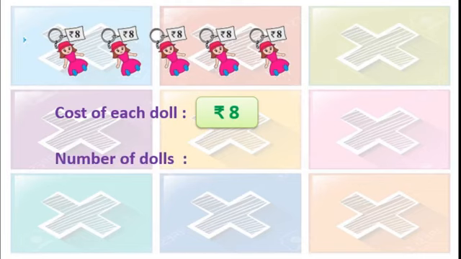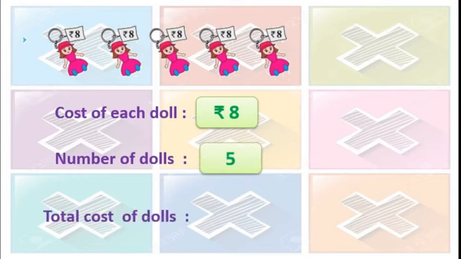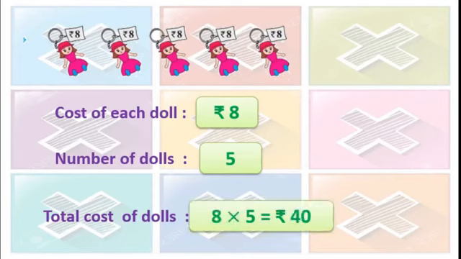This is 1, 2, 3, 4, 5. Means number of dolls, that is 5. Correct? Then total cost of dolls. I want to purchase 5 dolls. Then how many rupees I have to give to the shopkeeper? What we will do? We will multiply 8 rupees into 5. Okay? We will multiply 5 and 8. So 8 5s are 40. Correct? So that is rupees 40.